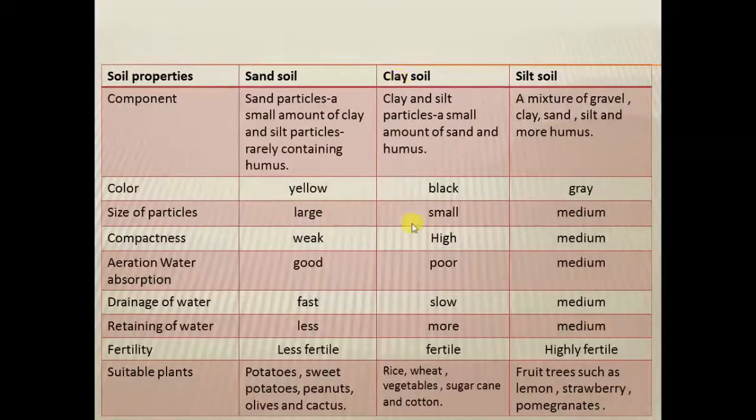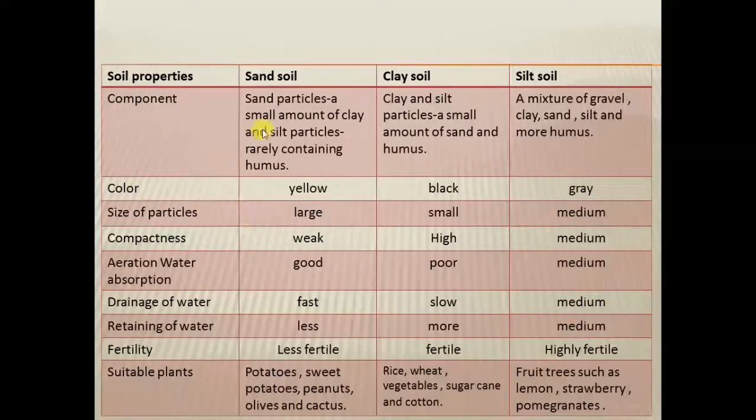The clay contains small size particles, but silt has a medium size. If I ask you to arrange the types of soil ascending according to the size of particles, you know ascending? Yes, from the smallest to the biggest.